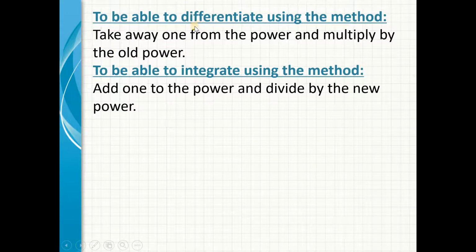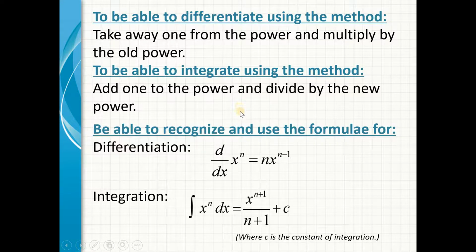Let's remember that we studied before how to differentiate the algebraic expression, and the method was take away 1 from the power and then multiply by the whole power. But in integral, the opposite operation with the differentiation is add 1 to the power, divided by the new power, using that formula.